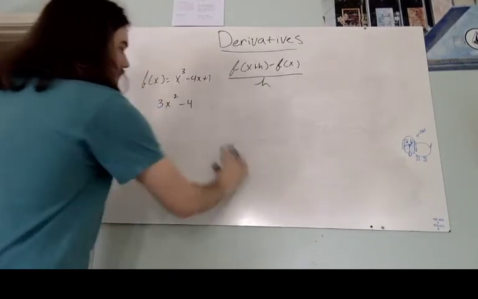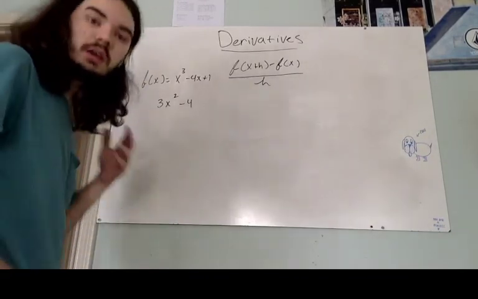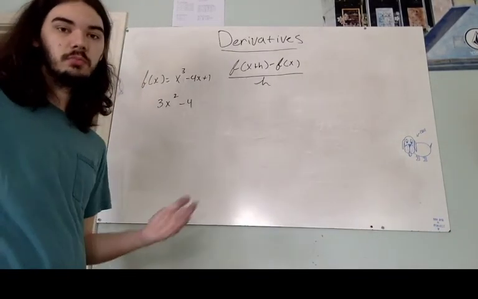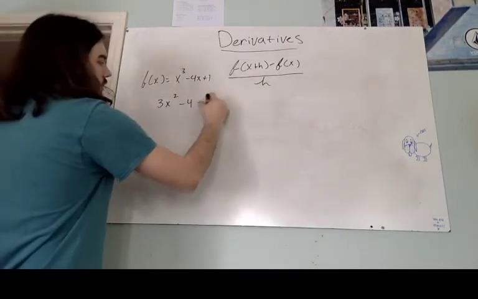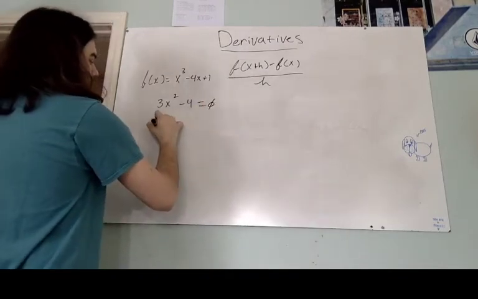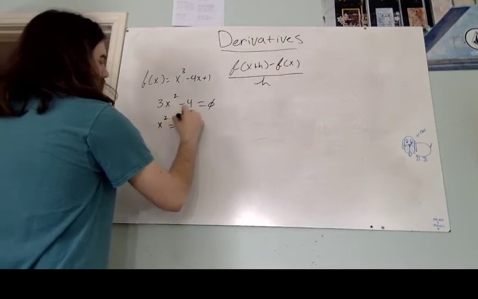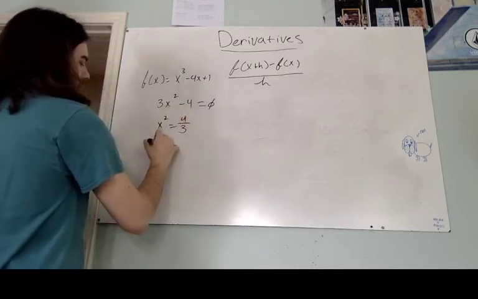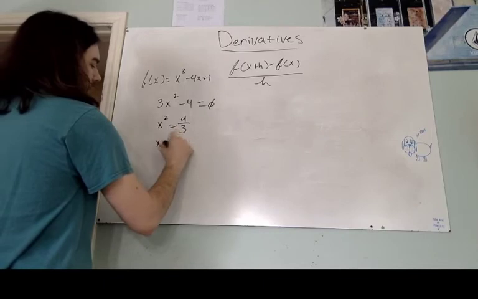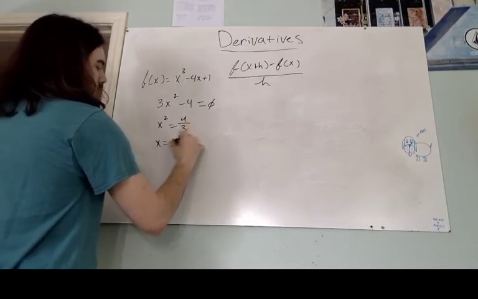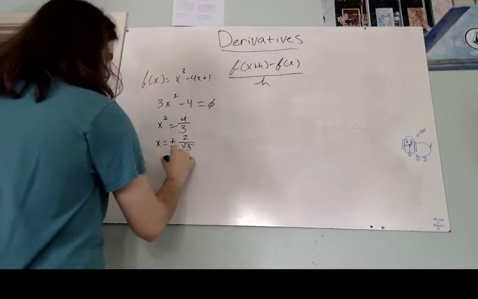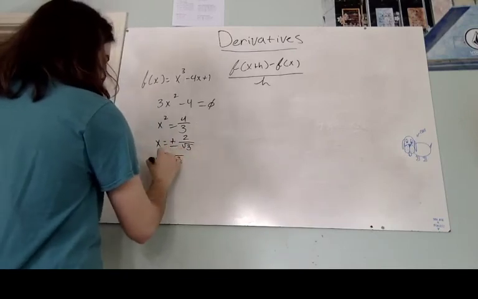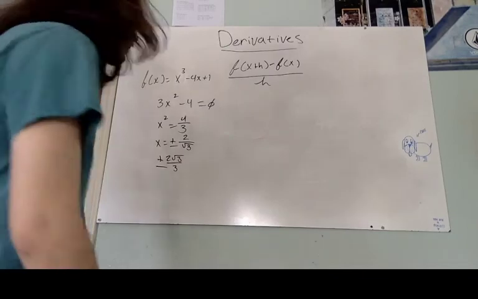So again, the whole idea here is, when is my slope 0? When is it a horizontal line? So all I need to do is set this equal to 0. So I'm going to get x squared equals 4/3. So x equals plus or minus 2 over the square root of 3. I'll go ahead and rationalize that. So that's going to be 2 root 3 over 3, plus or minus 2 root 3 over 3.